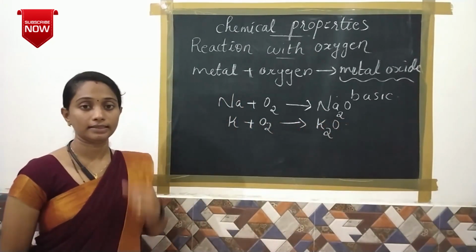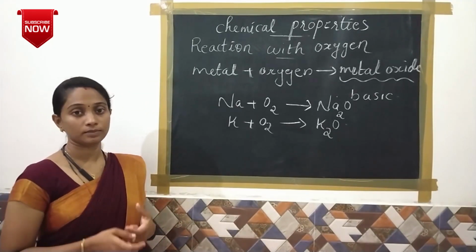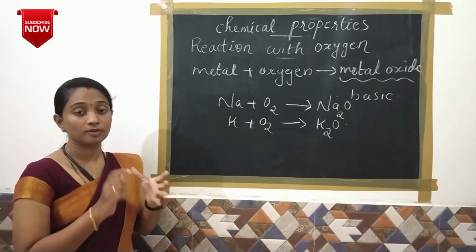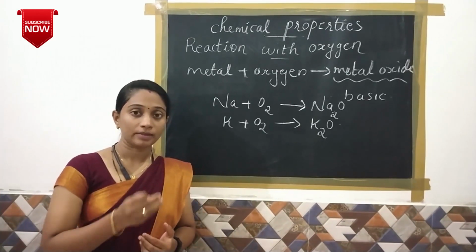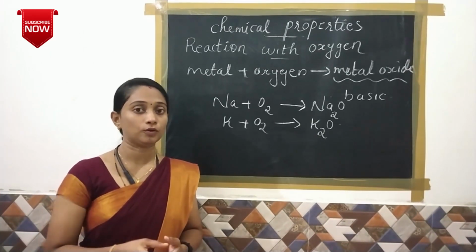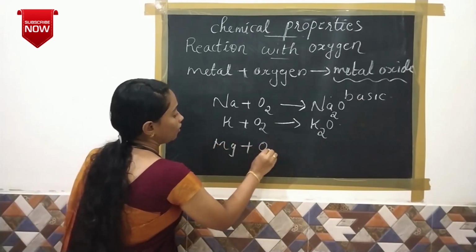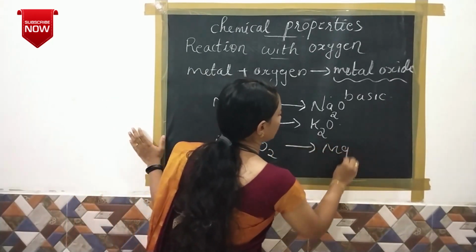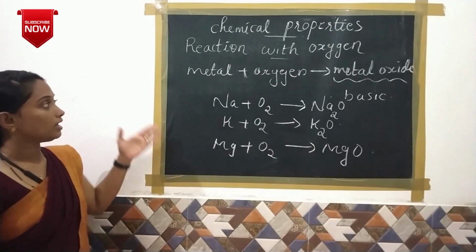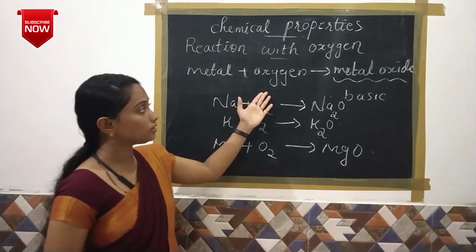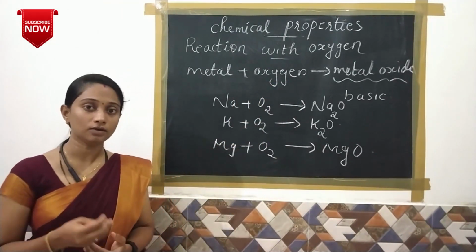Our third example: when magnesium reacts with oxygen, it produces magnesium oxide, with the presence of a dazzling light. So we can say that when any metal reacts with oxygen, it produces its metal oxide.